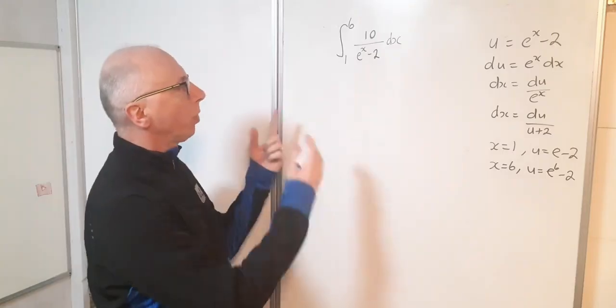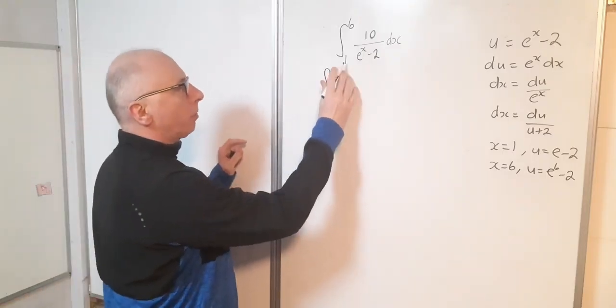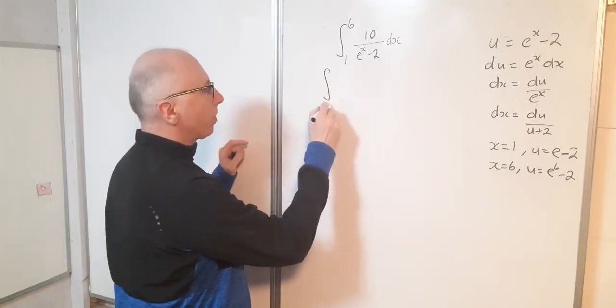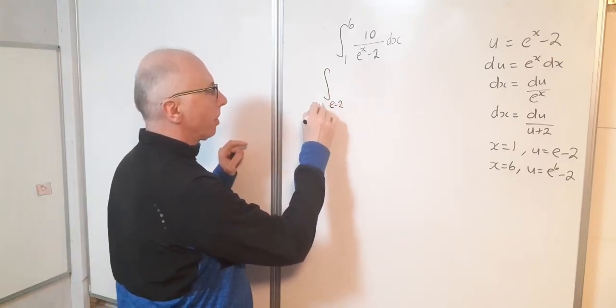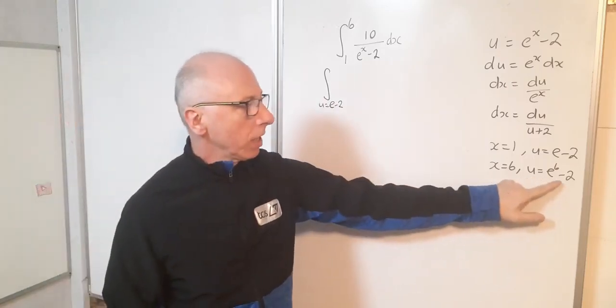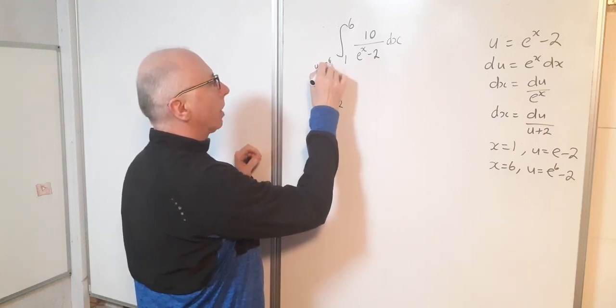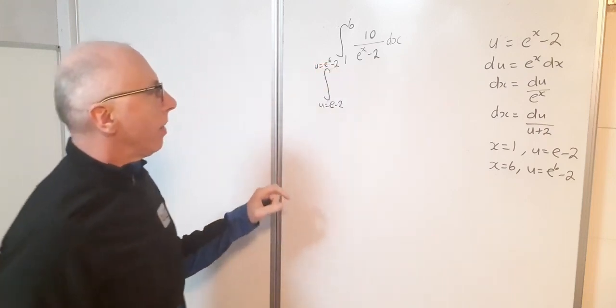Now I can just put all that in and let's see what we're left with. So now lower parameter x equals 1, so I've got e minus 2, so that's for my u. And then my upper parameter, I've got u equals e to the 6 minus 2. So I'm going to write that in there like that. So that takes care of that.